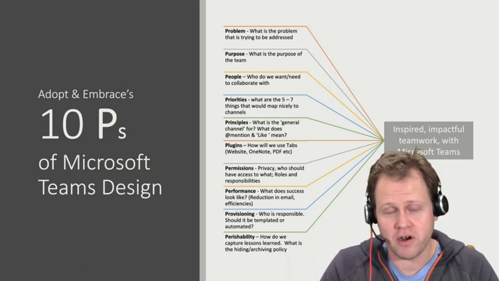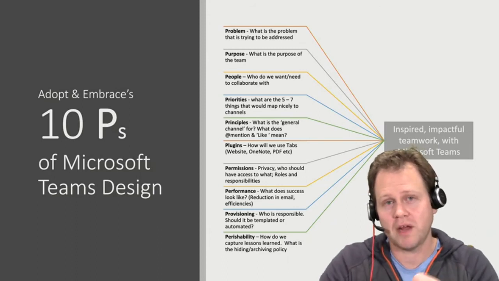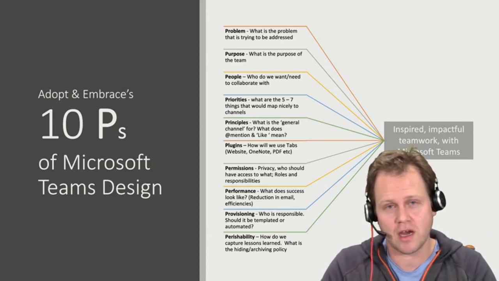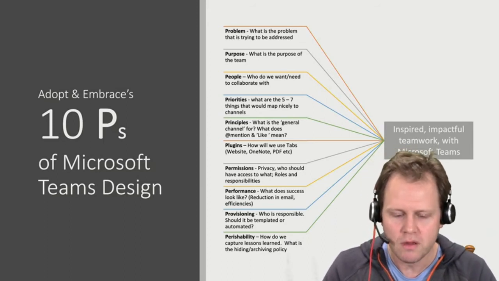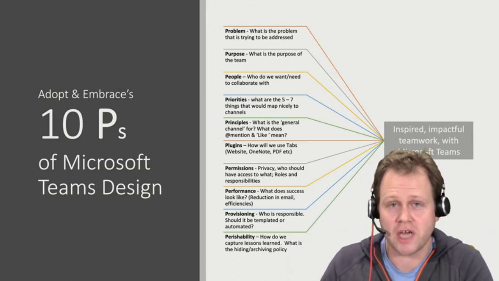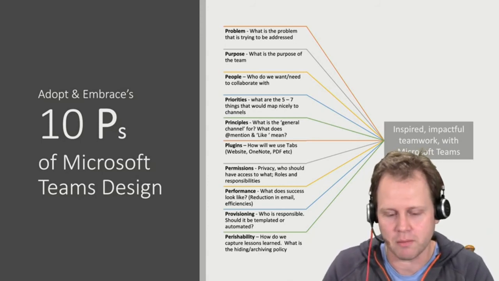In terms of priorities, we want to think of up to 7 different priorities we have as a team. If you've got more than 7 priorities, break that up into separate teams themselves, because chances are a lot of those priorities don't relate to the people that you're inviting into the space as well. Those priorities should map very nicely to the channels and the channel names that you set up within the team.